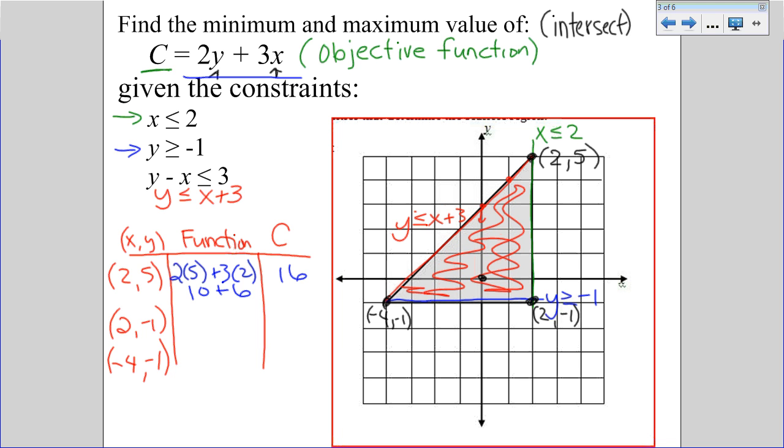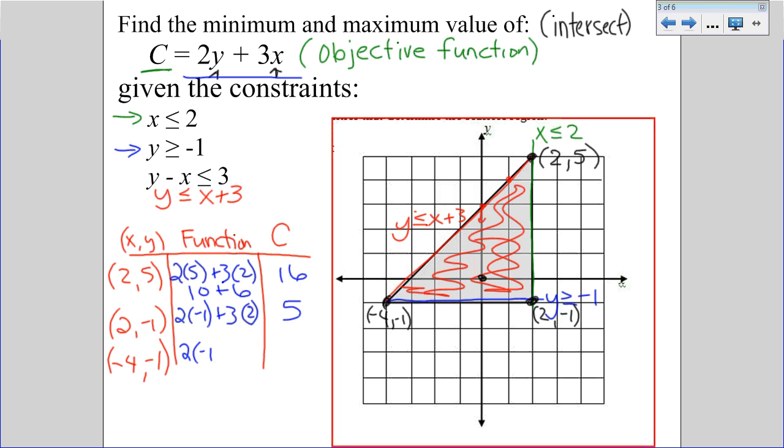I do 2, negative 1. It's going to be 2 times negative 1. Remember, it's 2 times y plus 3 times x, so 3 times 2. Negative 2 plus 6 is 4. Once again, we now know that 16 could possibly be our maximum. So we could have a maximum at 2, 5. We don't know whether 5 is our minimum or not, so we have to plug in that third ordered pair.